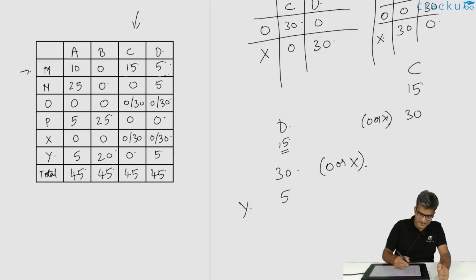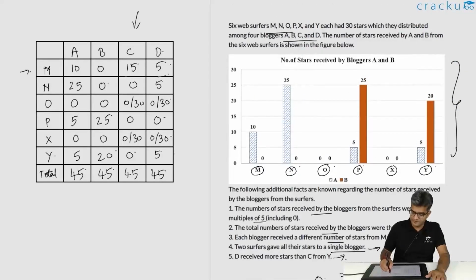So there are two possibilities, but we can't really infer which blogger O gave his 30 and X gave his 30. Both the cases are possible. So this is how the table will remain. Let us go ahead and answer the questions that follow.